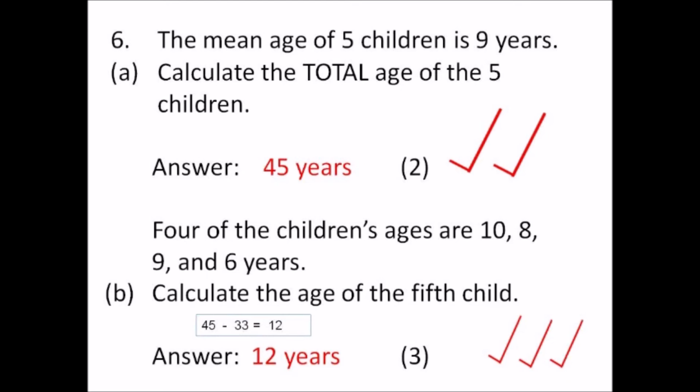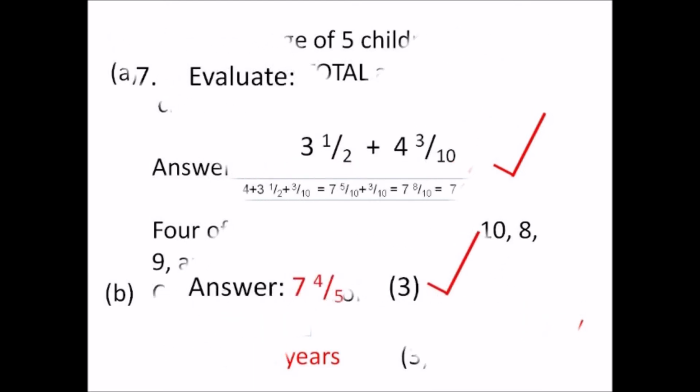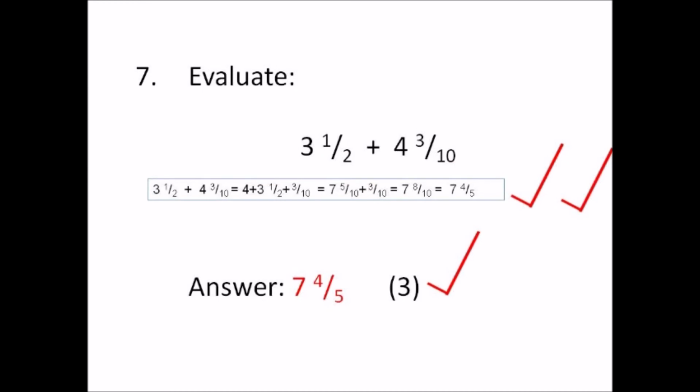Okay, got it? 5 marks there. Number 7, evaluate. So if you add 4 and 3, you get 7. And you add a half and 3/10, you get 4/5. Or you get 8/10 and you reduce it, you get 4/5. 3 big marks there, guys. 2 marks are for working, 1 mark for the answer. That's it. You could have changed them to improper fractions and then worked it, you get the answer as well.